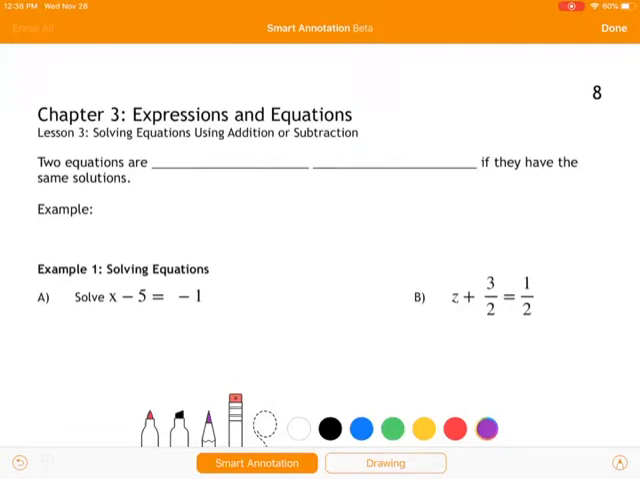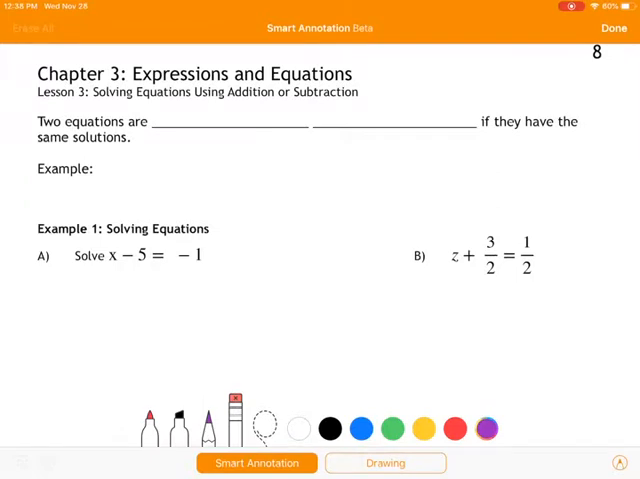Today we are going to be diving in deeper into chapter 3 since we just took our quiz over chapter 3.1 and 3.2. So now that we're more familiar with expressions and simplifying them, we are going to go into equations and how to solve equations. So the first thing that we are going to talk about is equivalent equations.